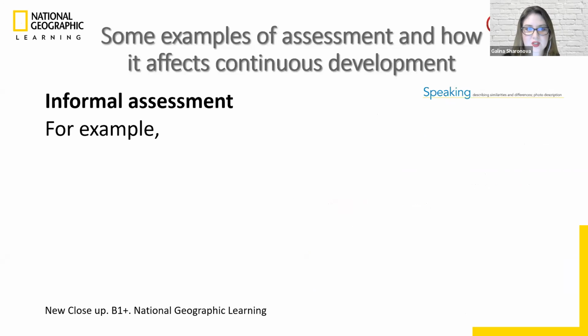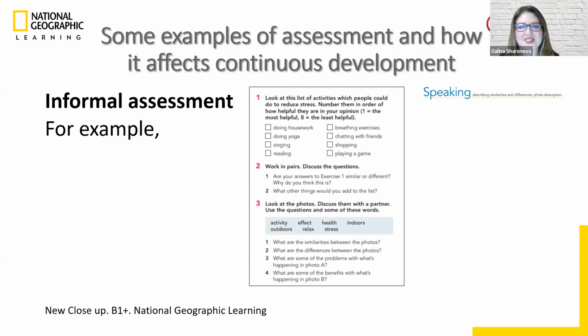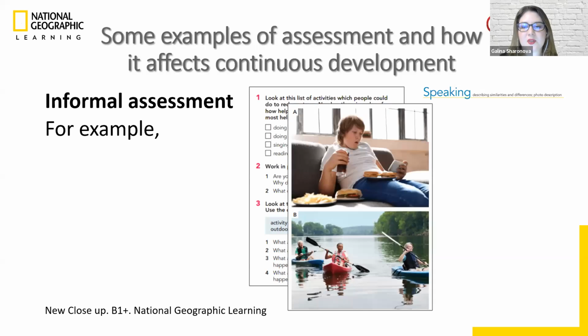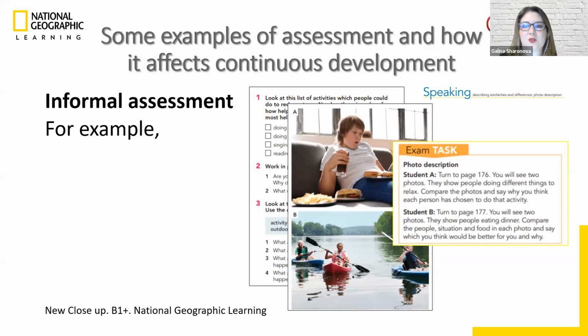Informal assessment takes place all the time, even when we are not really thinking about it. So, for instance, at some speaking activities at our regular lessons. Here you can see an extract from the same book, New Close Up, and here is a speaking task in the exam format, B1 Preliminary exam. So students are supposed to describe the pictures that they see. So here is the exam task. And even when they're doing this task, they will not get any grade for this.